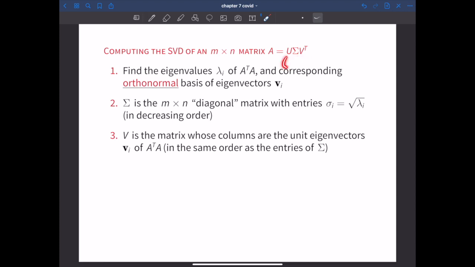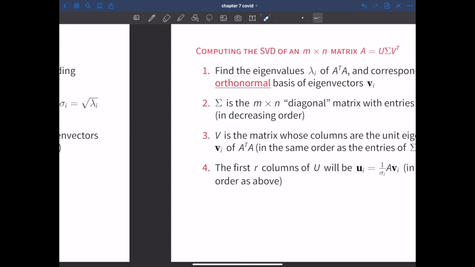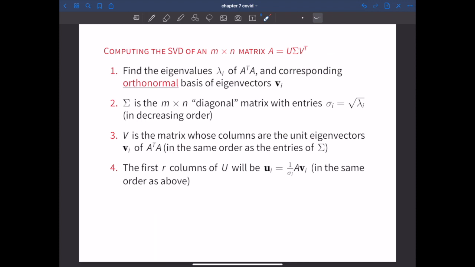How do we find our U matrix? That's the big question of the day. Well, we have a formula for computing the columns of U. It turns out that the first r columns of the matrix U can be computed by just taking A times v_i, since we've already figured out what the v_i are, and then dividing by sigma_i. That allows you to find the first r columns of the matrix U.